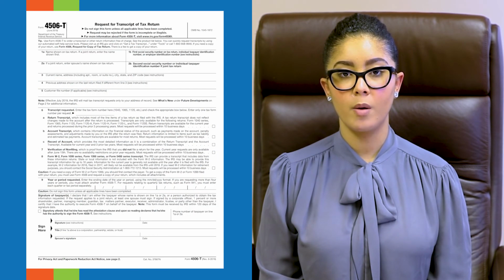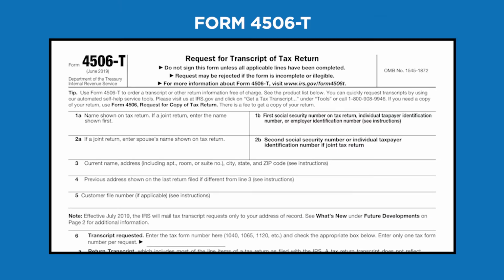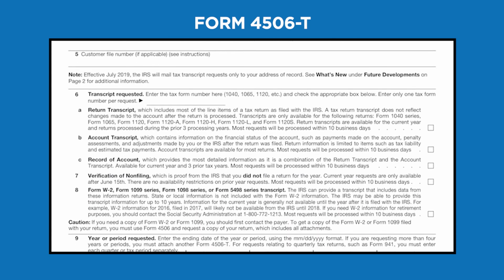Next, we have the Form 4506T, Request for Transcript of Tax Return. Every household member 18 and older must complete one of these forms. Write down the household member's name on question 1A and their social security number on question 1B. Write down the household member's address on question 3. Then move on to question 6 and select what applies.